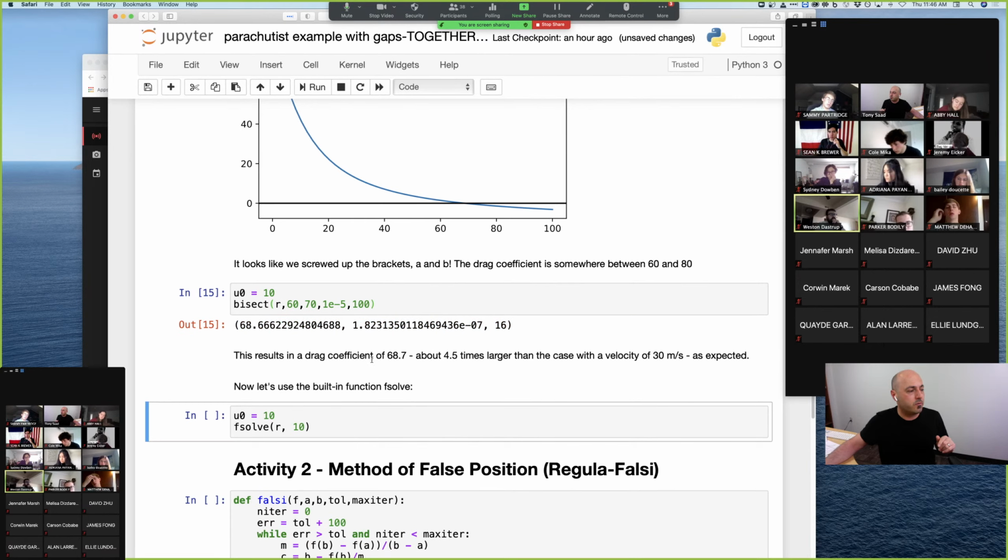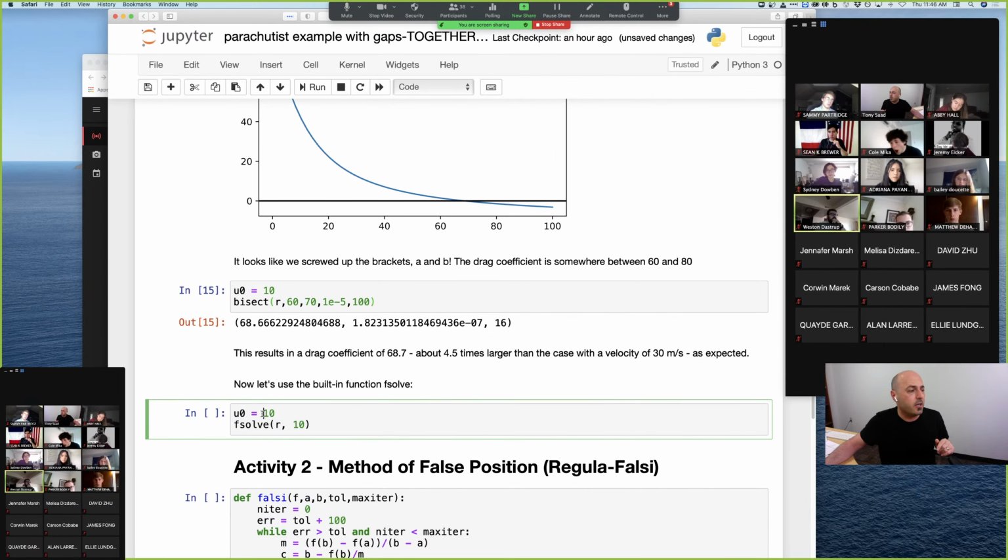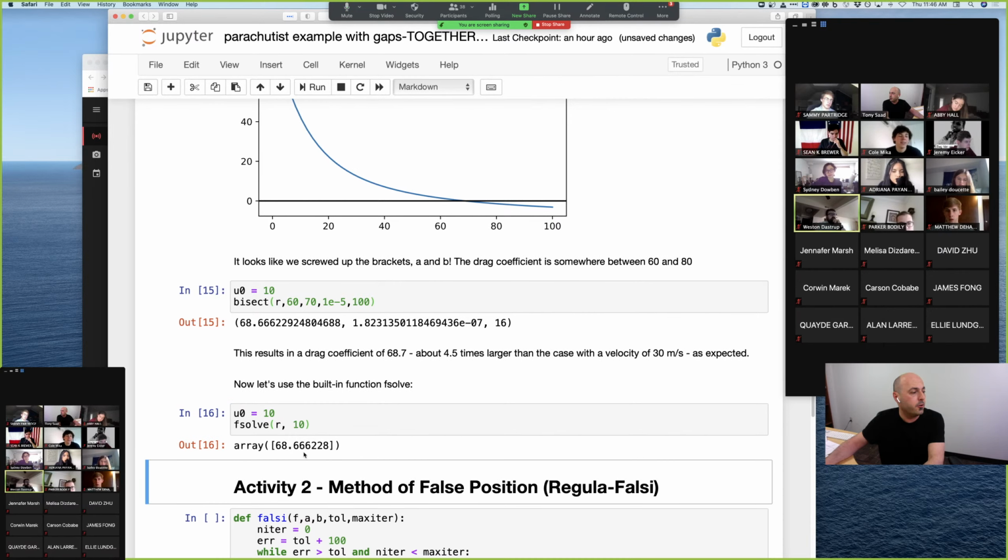Now, if you want to validate your result, go ahead and use the fsolve function from Scilab, and you get 68.6662 or so, almost to the same digits. This is cool, huh?